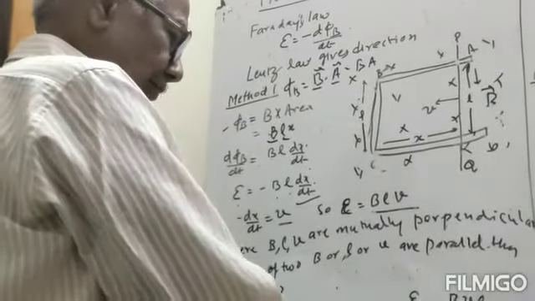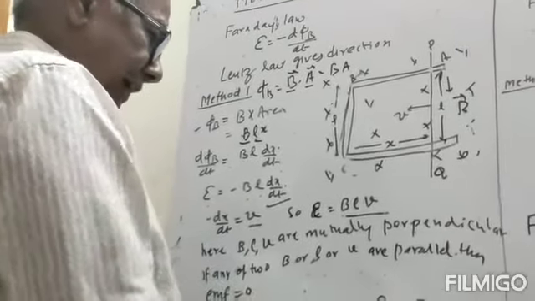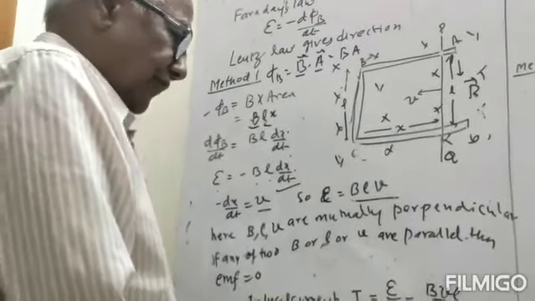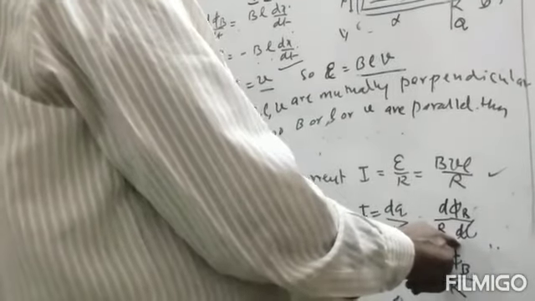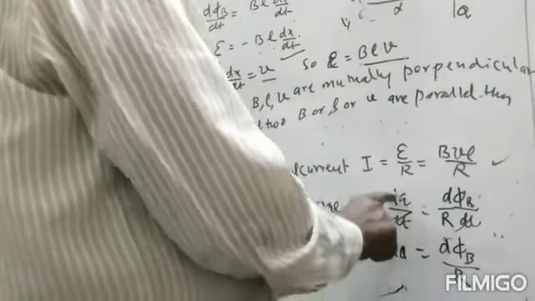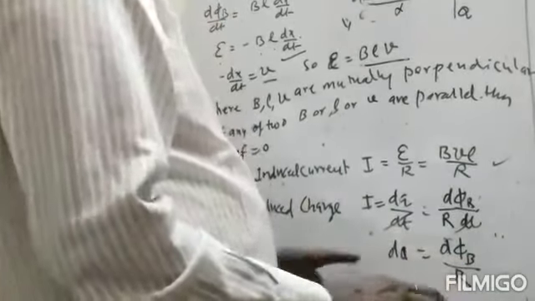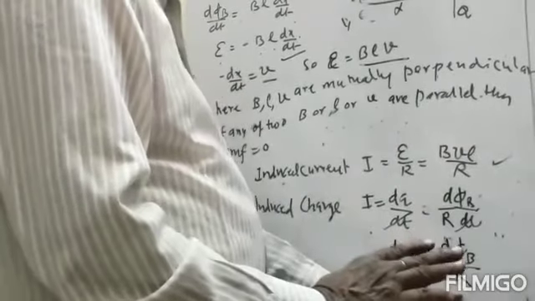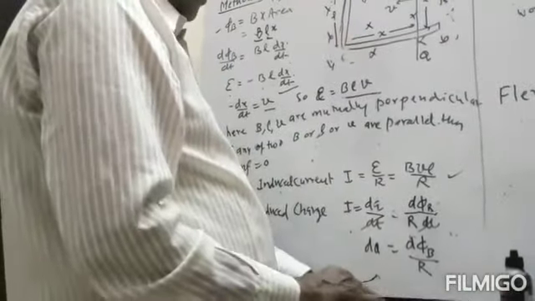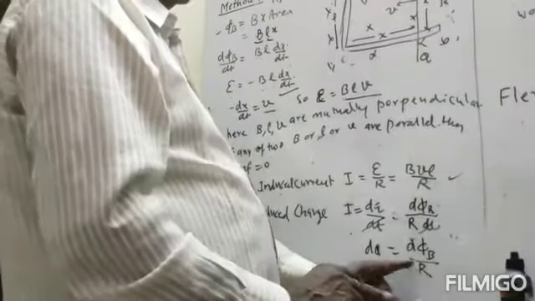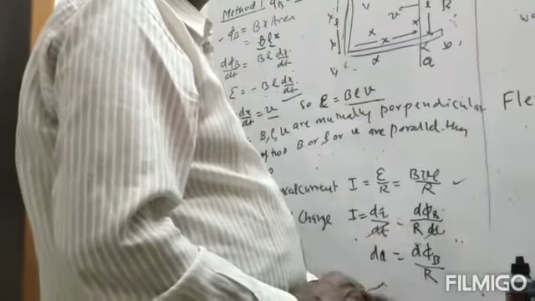Now we know the current is equal to dQ by dt, and the electric EMF is equal to d phi B by dt, and R and dt cancel. So the induced charge dQ will be equal to d phi B by R. So the induced charge does not depend upon X or L and V. It only depends upon the change of magnetic flux and the resistance of PQ wire.